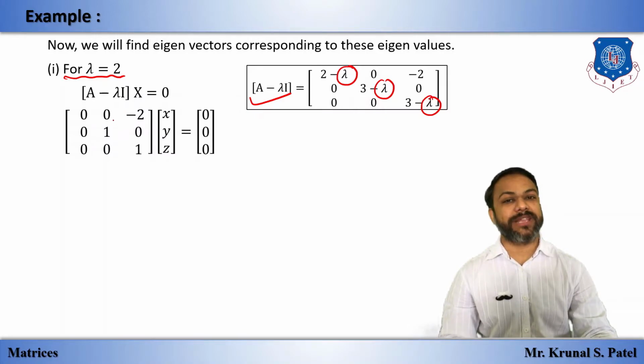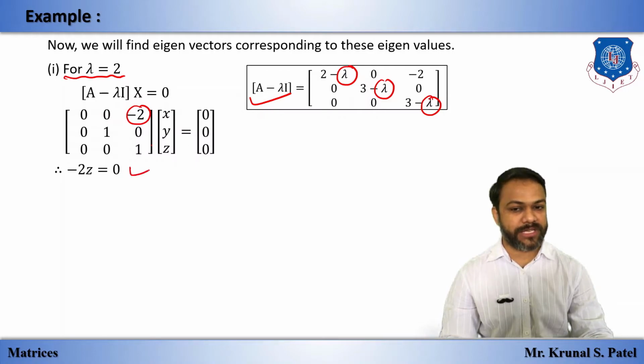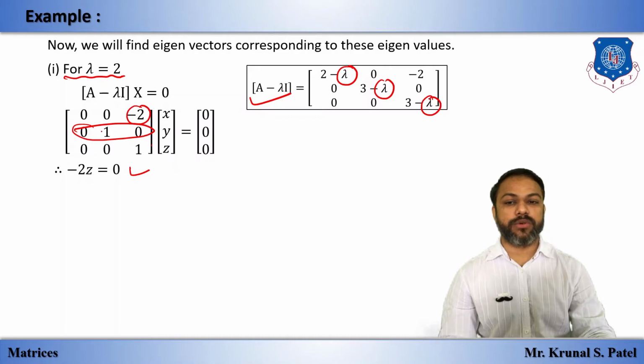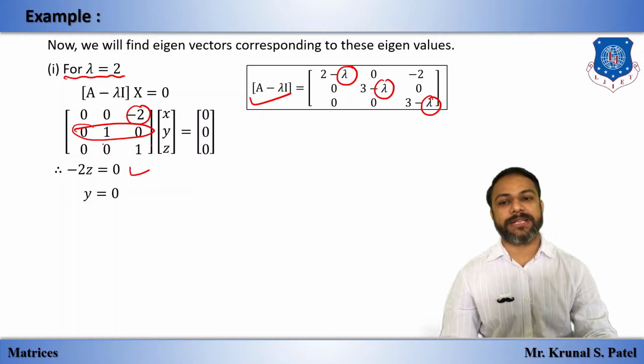Now we can make 3 equations. First, 0 into x is 0, and 0 into y is 0, and we have minus 2 into z, so minus 2z is equal to 0, the first equation. From the second row, we have 0 plus y plus 0z, so y is equal to 0. The third is 0x plus 0y plus z is equal to 0.